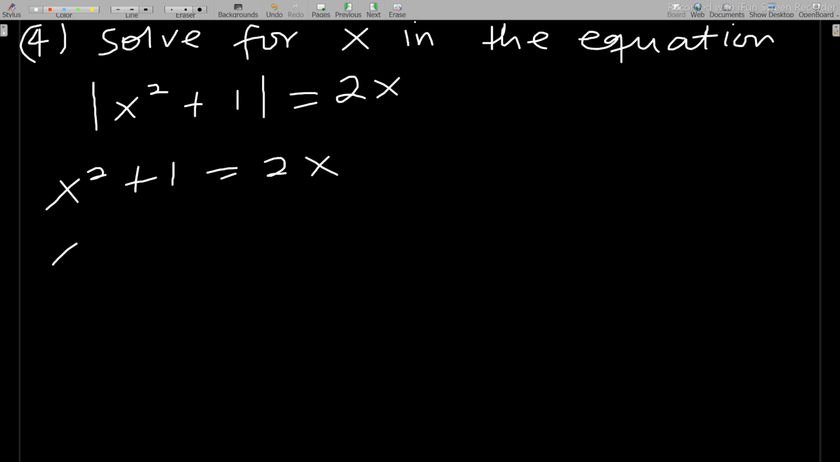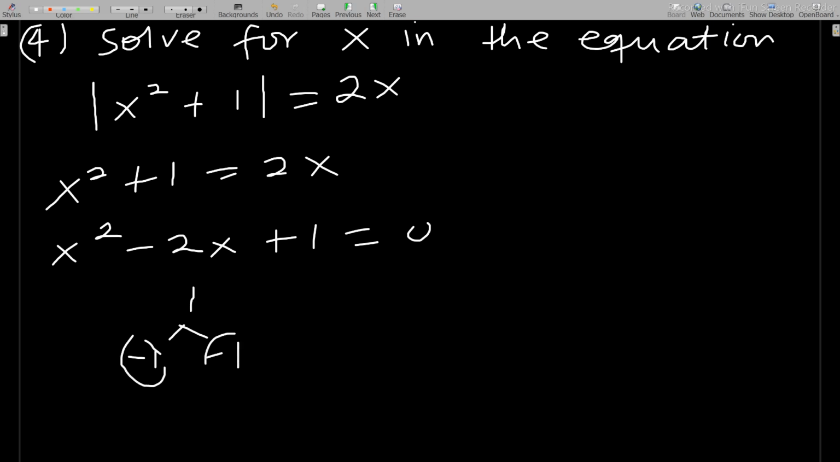Then you solve this, so it becomes x squared minus 2x plus 1 equals 0. Now with this, if I pick the factors I will need, because the coefficient of this is 1, when I multiply it to the constant, I'll get 1. Okay, so the product will be 1, and then the factors I need is -1 times -1. I'll get 1. Indeed, when I add them, I'll get -2. So I need -1 and -1.